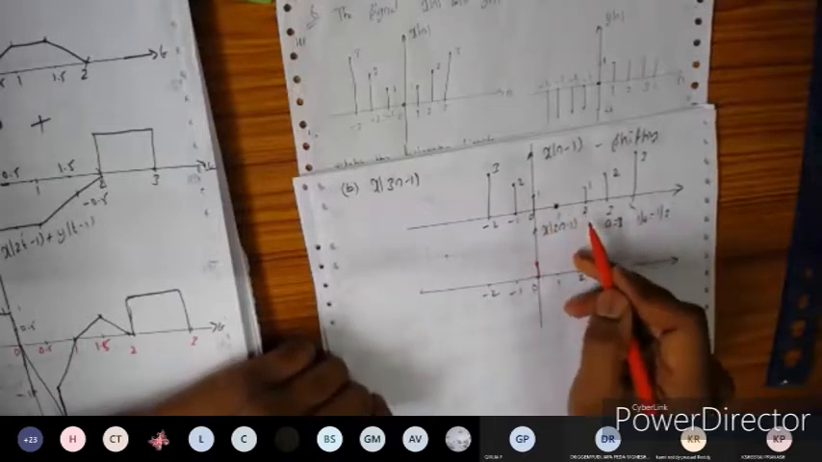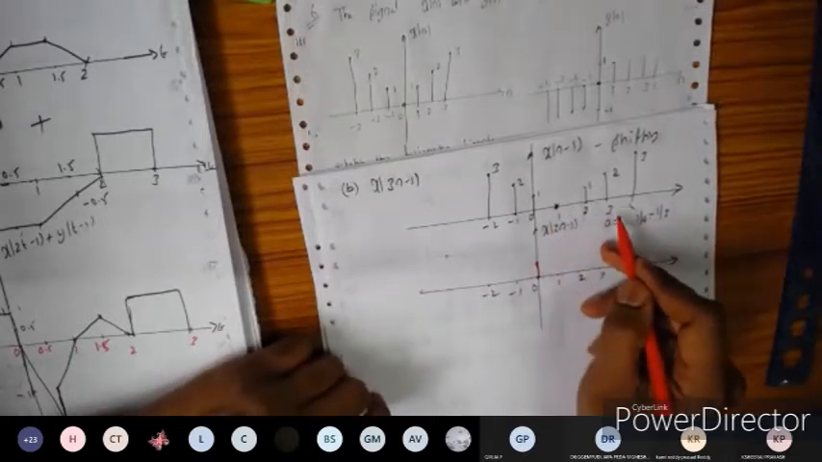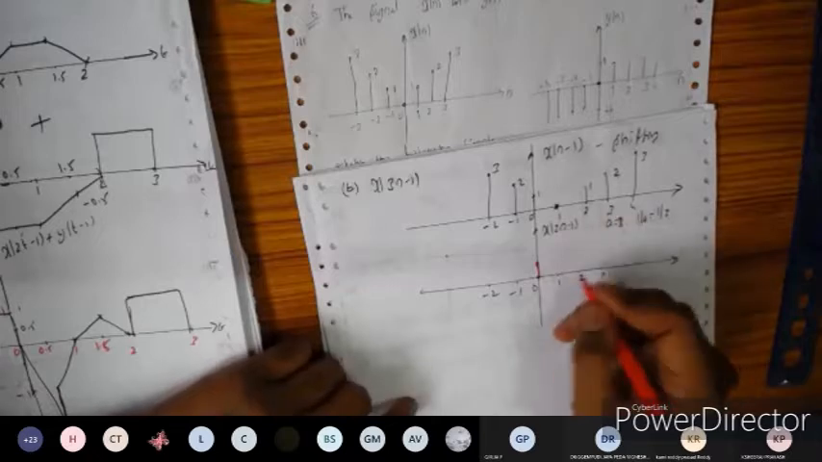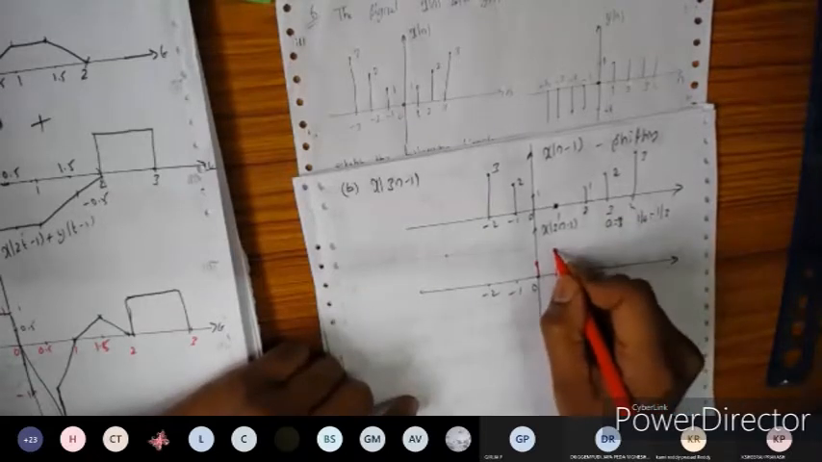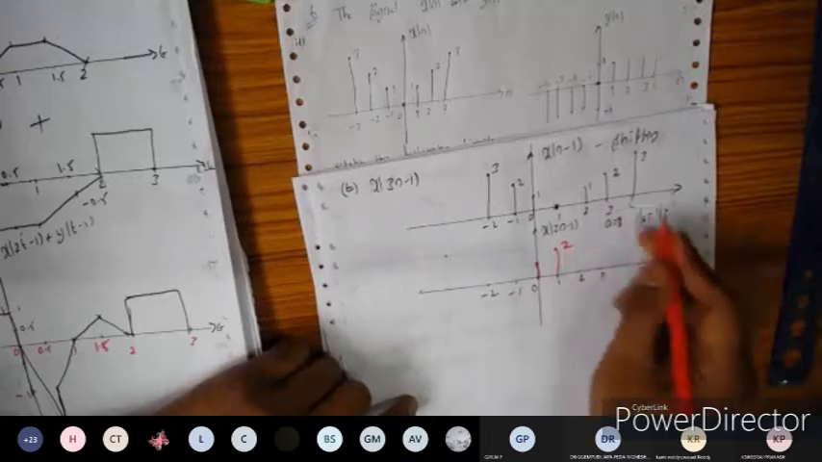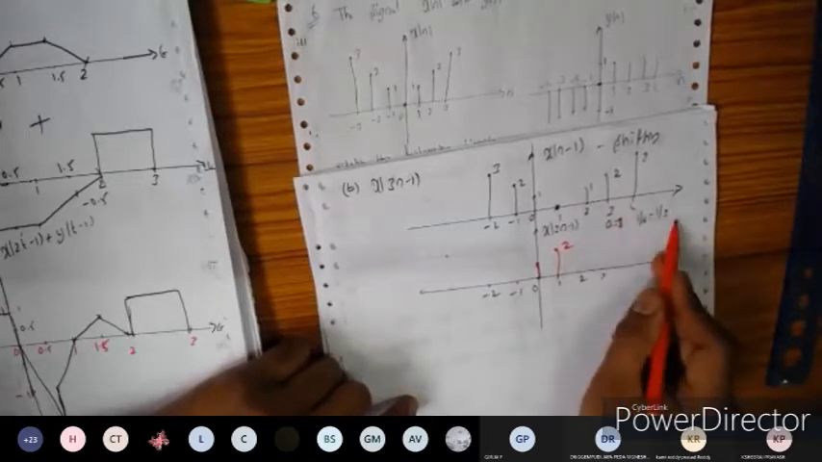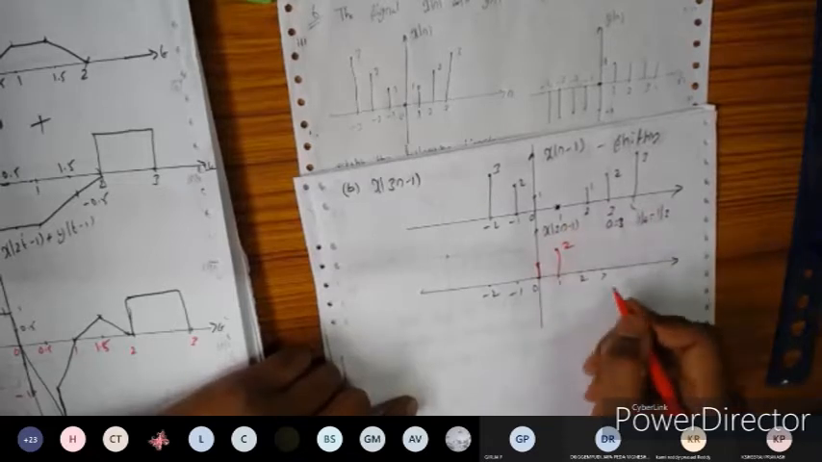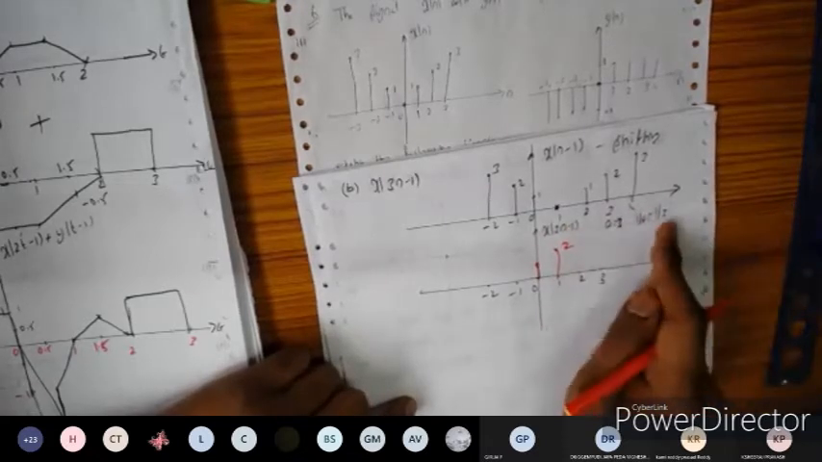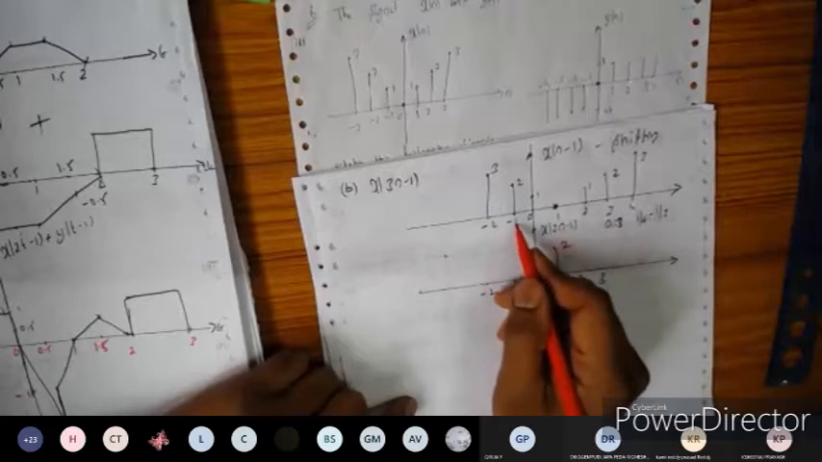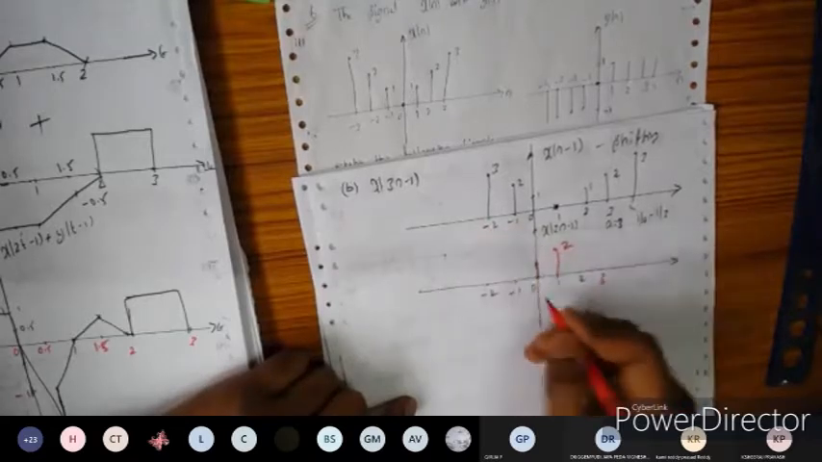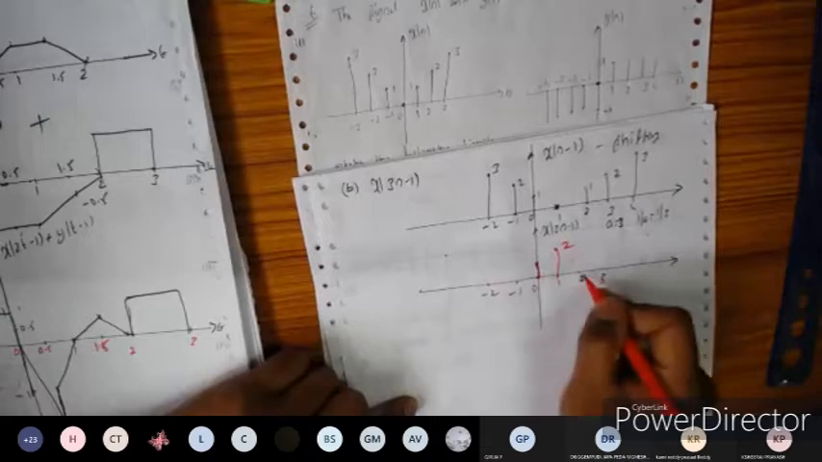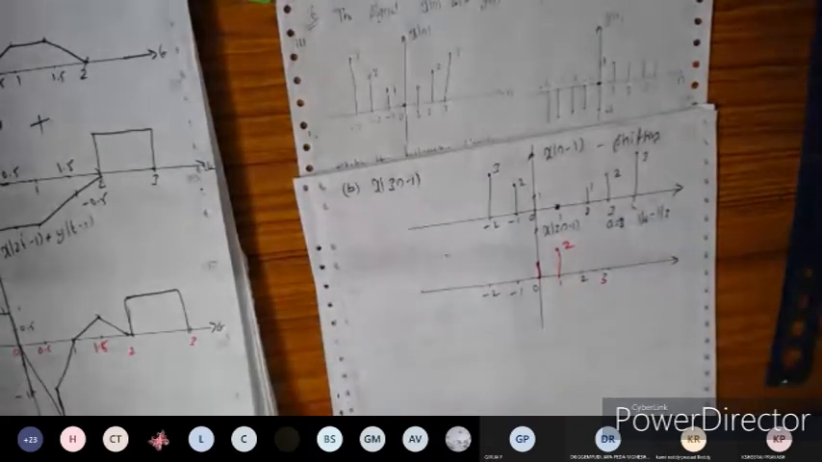1 by 3 into 2 will become 2 by 3. This sample will be discarded. Next 1 by 3 into 3 will become 1, so this sample we are going to consider. The value will become equal to 2. Next 4 into 1 by 3 will become 4 by 3, so we are going to discard it because the time index should be an integer value. Similarly, minus 1 by 3 we can discard, minus 2 by 3 also we can discard. So only these samples will remain here.